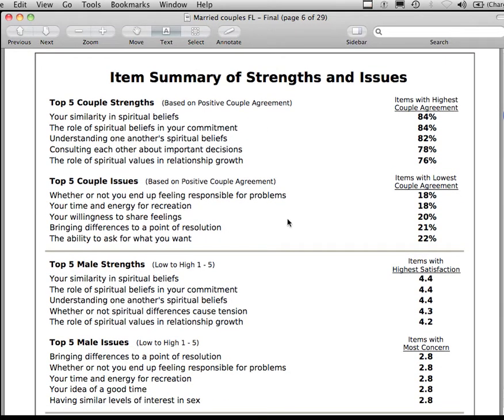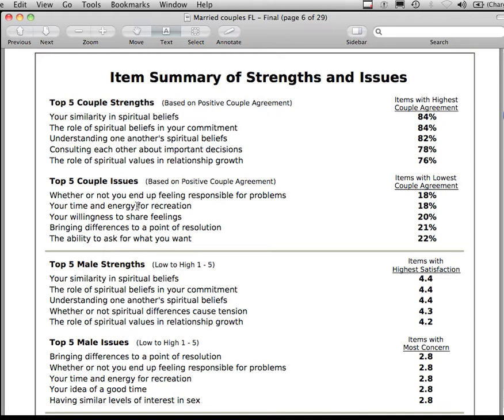Now here are the top 5 couple issues. Only 18% of the time did couples feel good about some of these conflict resolution things. There's an item in the checkup that says, I usually end up feeling responsible for the problem. Now these are the paraphrased versions of the items in the checkup. But you can see here that conflict resolution is not going well. The vast majority of people are feeling blamed, feeling responsible for problems in their relationship.